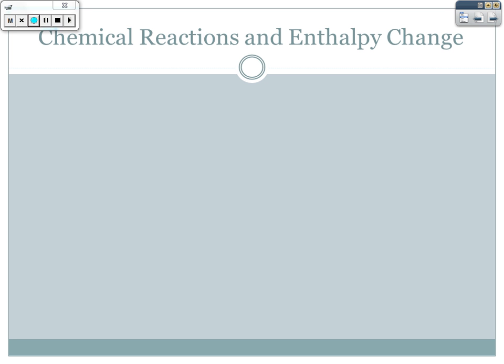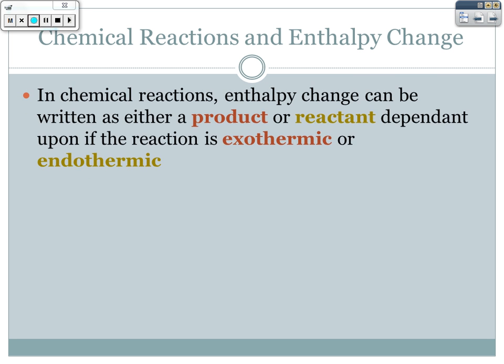Alright, so now let's look at chemical reactions and enthalpy change. In chemical reactions, enthalpy change can be written as either a product or a reactant, dependent upon if the reaction is exothermic or endothermic. If the reaction is exothermic, our enthalpy change is a product. If it's endothermic, it's a reactant, meaning heat was either given off, so it's a product in exothermic, or required as a reactant in endothermic.